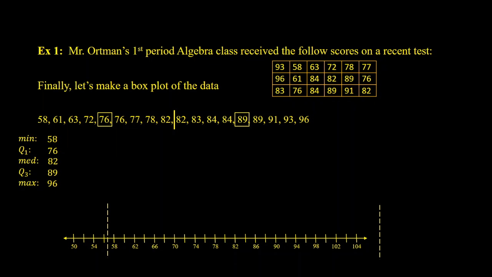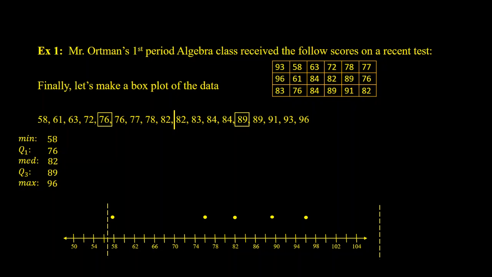And now I'm going to plot my five number summaries. My minimum, 58, Q1, 76, the median, 82, my Q3, 89, and finally the maximum, 96. And you see that all of the values fall in between our fences. That's good, there's no outliers here.